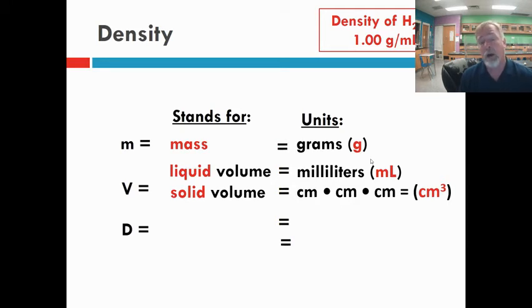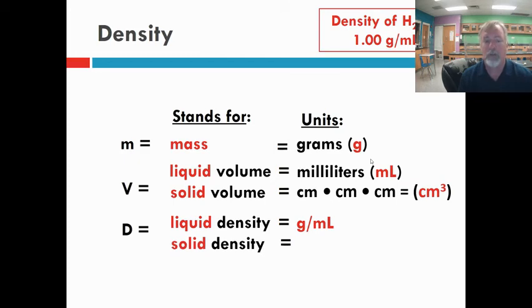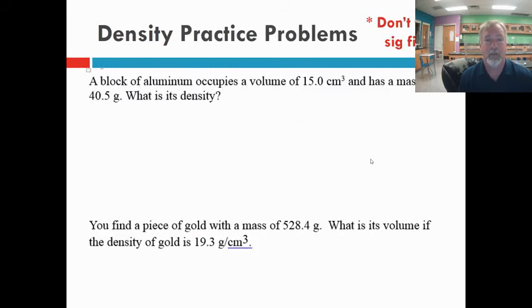So then we do our density calculation. Remember we talked about density being mass over volume. If we're measuring the density of a liquid, we're going to say grams divided by milliliters, since the unit for the volume of a liquid is milliliters. So when we calculate the density of that liquid, we use grams per milliliter. Solids, though, hopefully this makes sense. We still measure the mass in grams, but we measure the volume in cubic centimeters. So the units for the density of a solid are grams per cubic centimeter. Then we'll do a few practice problems here.